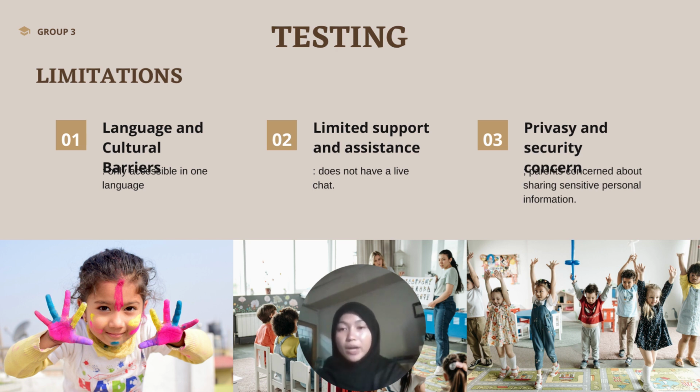And lastly, privacy and security concerns. Parents might be concerned about sharing sensitive personal information, such as their children's personal information, on the enrollment website. To allay this fear, it is essential to implement strong security measures and clearly communicate privacy policies.